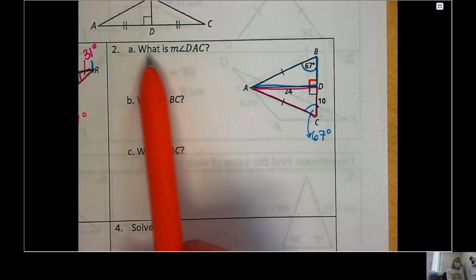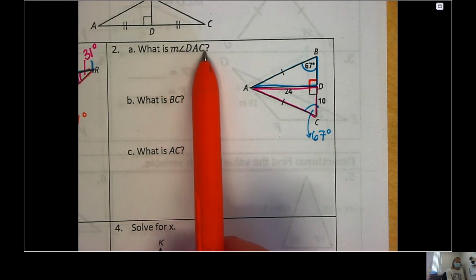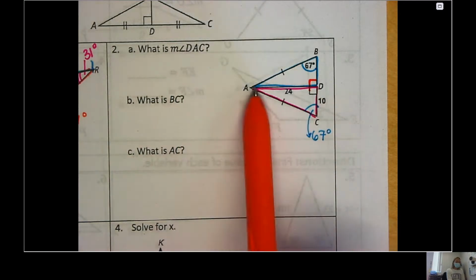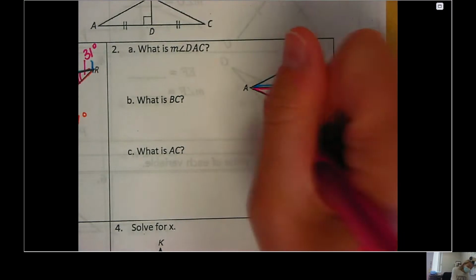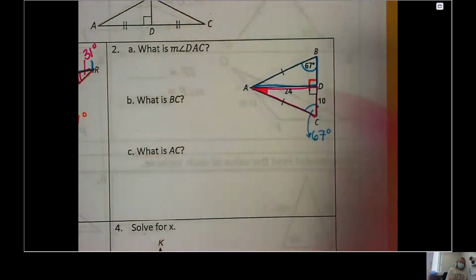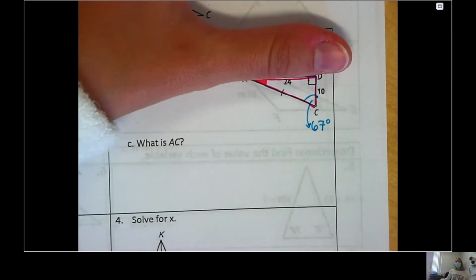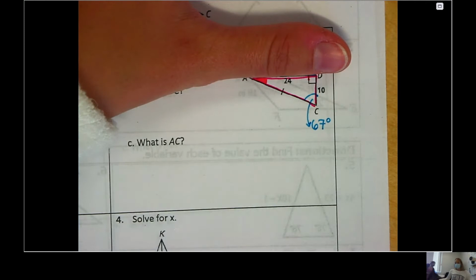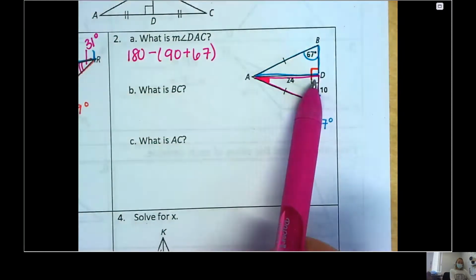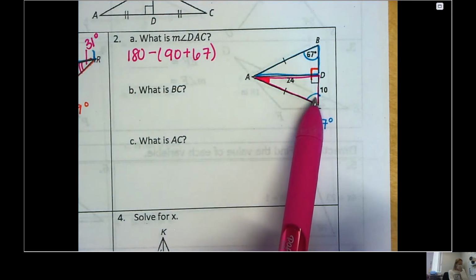Okay, first question says, what is the measure of angle DAC? So I want to know, what is this little piece over here in pink? So I'm going to ignore the blue triangle. I'm just going to look at the pink triangle. How am I going to figure out that one angle? Exactly. Noticing a pattern here. We're doing the same thing over and over. I'm going to add the 90 and the 67, and I'm going to subtract it from 180. Right, so I added this one plus this one, and then I'm subtracting it from 180.